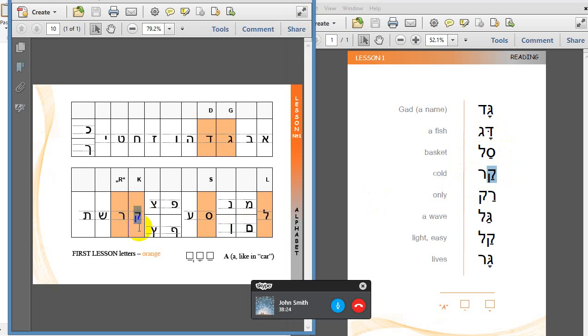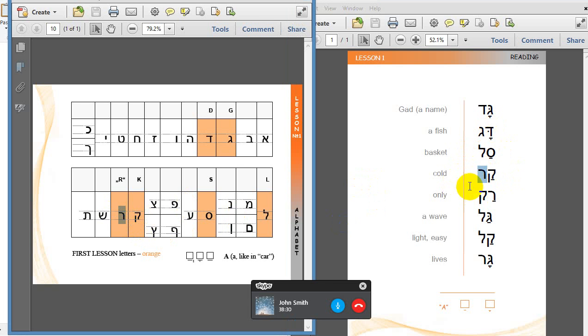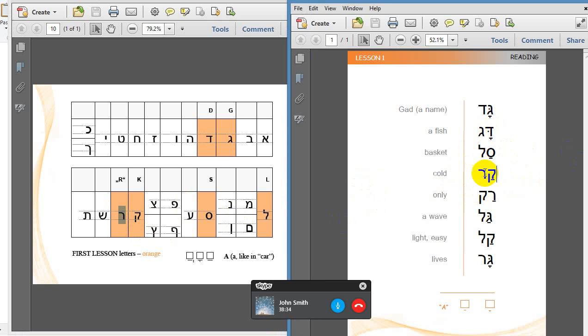Next. This is K. And the vowel below, A. The next letter is R. Kar. And that's another adjective. Here we have another adjective. Kar. Cold. So how do you say a cold fish? Fish, cold. Dag kar.